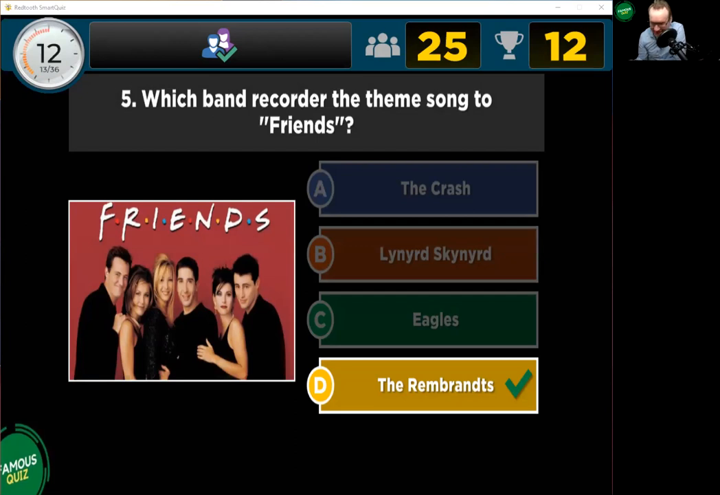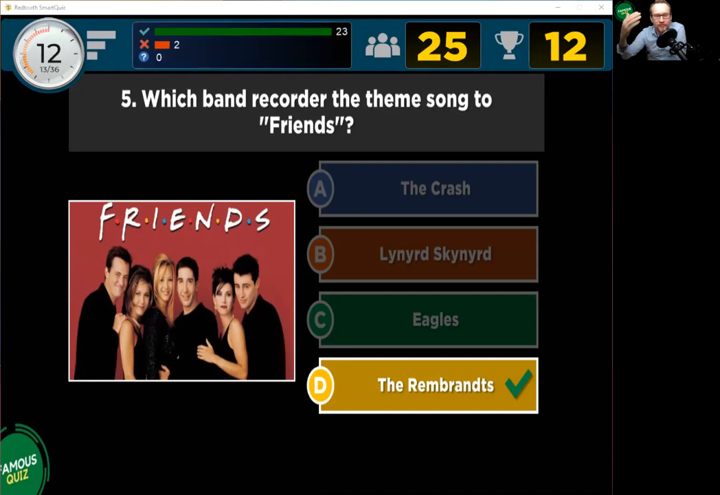So yes, let's see how many correct answers. 23. This is an interesting question. Before I made this one, I wouldn't have said who made this song. Probably you made your decision by eliminating all other bands. But good for you, good for you. Perfect. So it's the Rembrandts. Okay, sixth question in the second round.